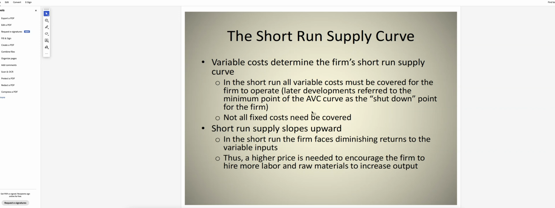In the long run, what we know is that the fixed costs must be covered. So eventually we have to cover the fixed costs. And so that would mean that in the long run, the supply curve is the total cost curve, as opposed to just the variable cost curve.